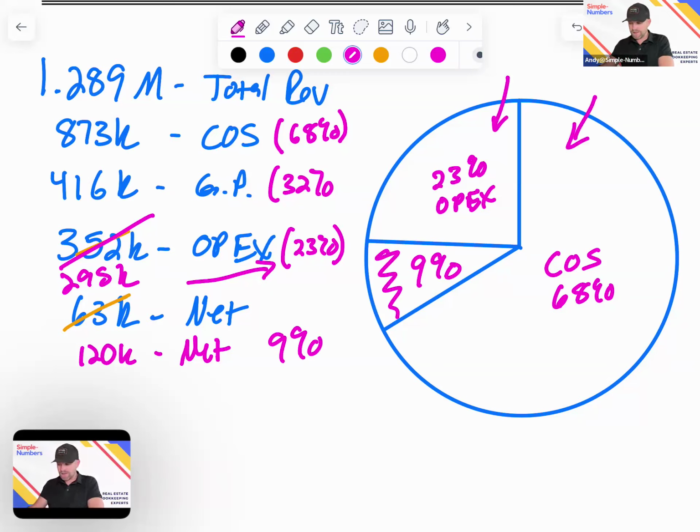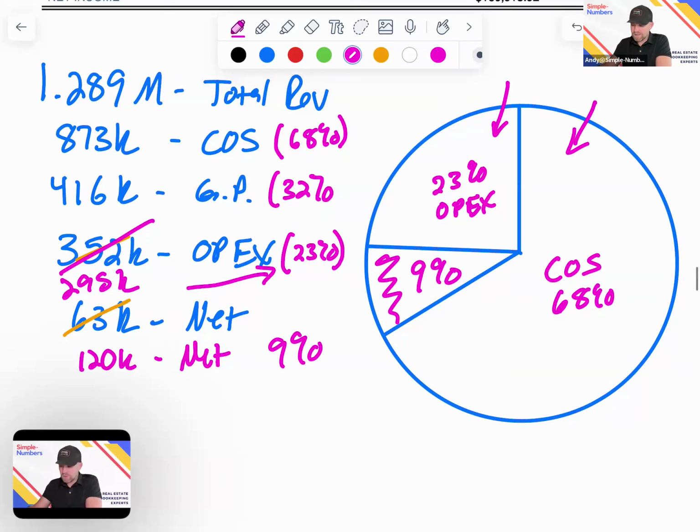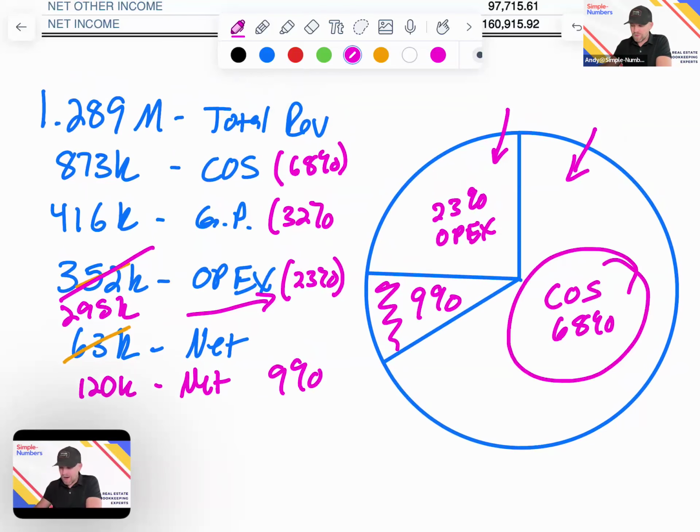23% operating expenses, 68% cost of sale. It's obvious our cost of sale is the issue. Okay, but why? Is it splits with the agents or is it something else? Well, let's go back up. We have an opportunity to get our cost of sale down. And the more we can get it down, the more this net profit just increases.